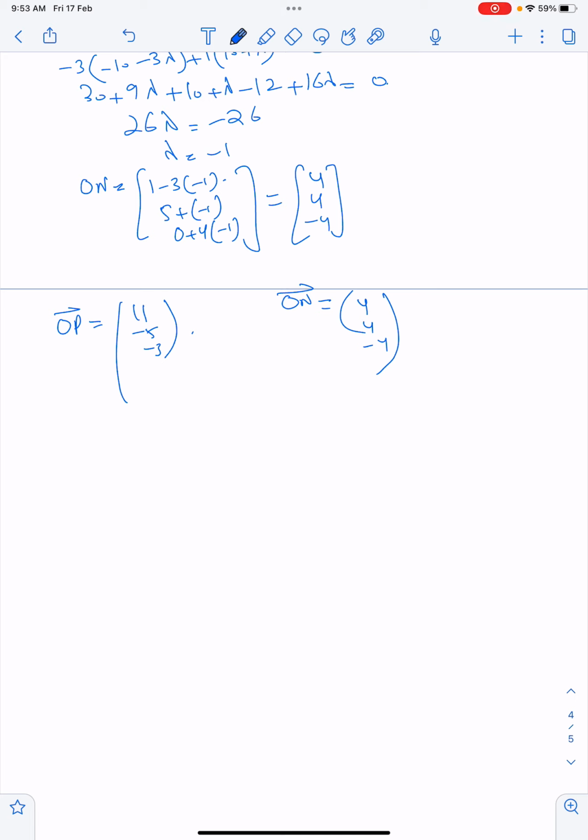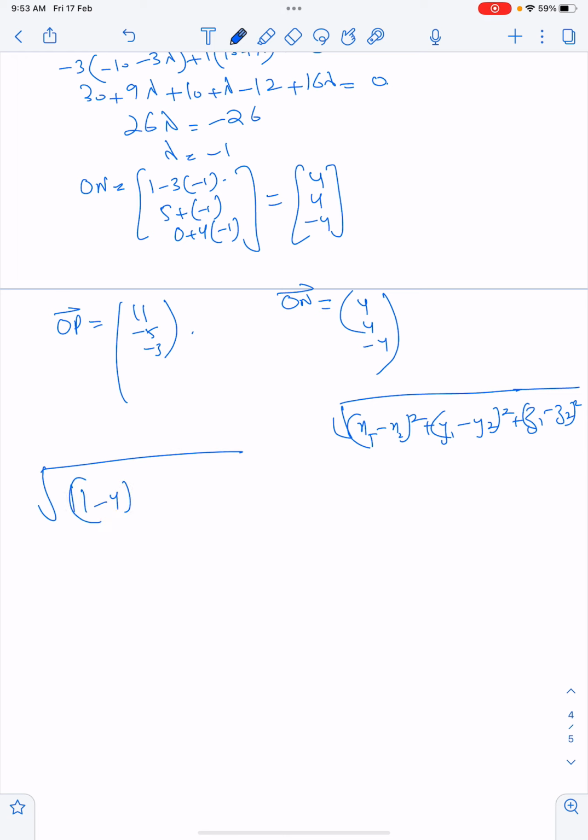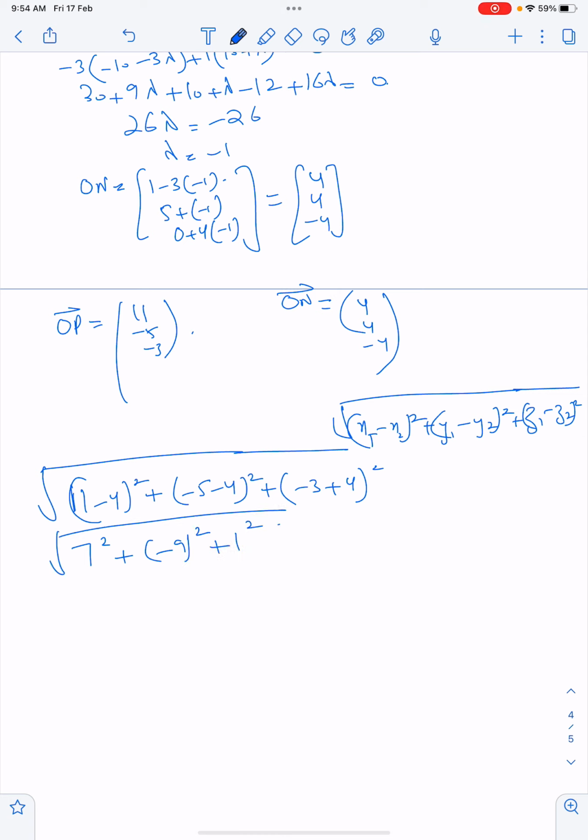So the formula for distance is the square root of x1 minus x2 the whole square plus y1 minus y2 the whole square plus z1 minus z2 the whole square. Let's do it. 11 minus 4 the whole square plus -5 minus 4 the whole square plus -3 plus 4 the whole square. 11 minus 4 is 7 square plus -9 square plus 1 square. 49 plus 81 plus 1, 49 plus 82.